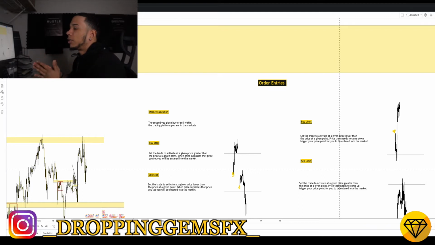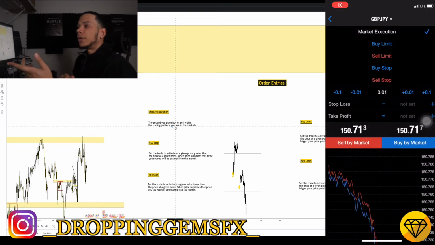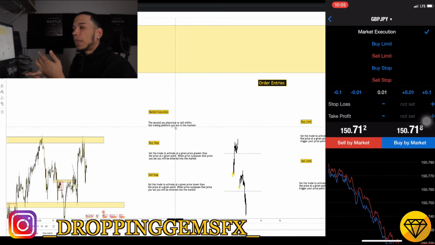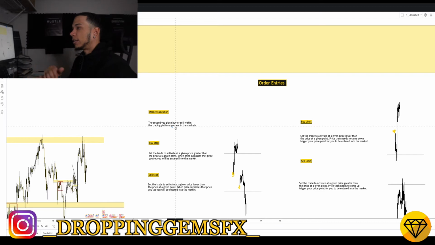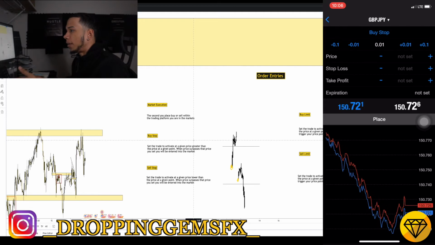So market execution is going to be the first order type, and it's going to be the order type that maybe most people use most often, right? So the way market execution works, the moment that you go on your MT4 account, you pick a pair, you pick your lot size, you set your stop loss, you set your take profit, and you hit that buy or sell button, you are in the market. It's as simple as that and self-explanatory, right? Market execution, right?